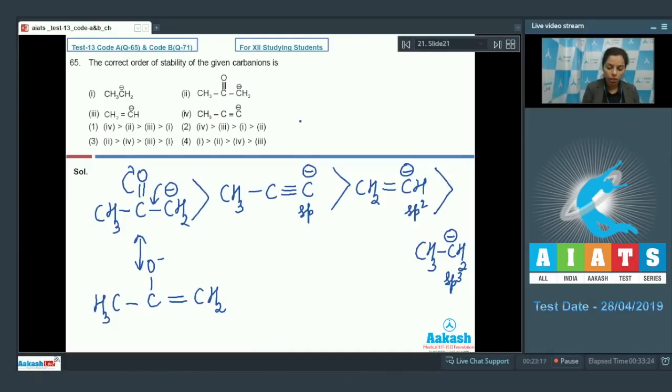So what would be the correct order? The correct order is first, second, that is most stable. After that, there would be the turn for fourth one, then third one, and after that, it's a turn for first one. Where this order is given 2, 4, 3, 1. This is correctly given in option 3. So that becomes my correct answer.